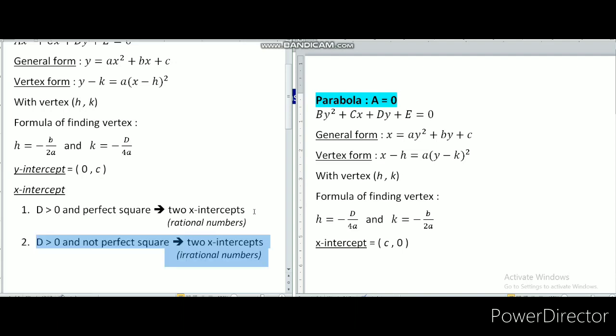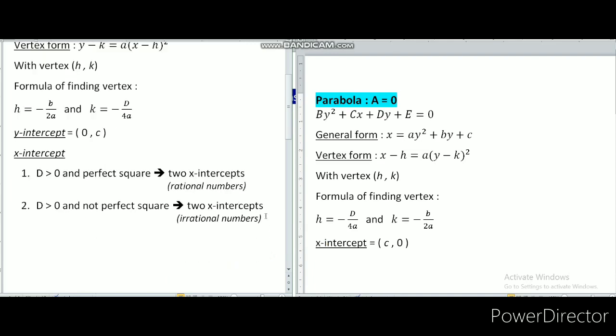And the second case will be if the discriminant is bigger than 0, but not a perfect square. It means you will still have two x-intercepts, but the values of your two x-intercepts will be irrational numbers, or radicals usually. And then what about the third case? The third case, if D equals 0, then you will have one x-intercept, and that value will be a rational number. You can use either the quadratic formula or factoring in looking for the x-intercept.